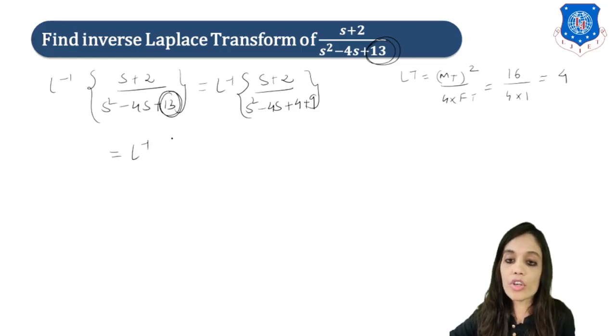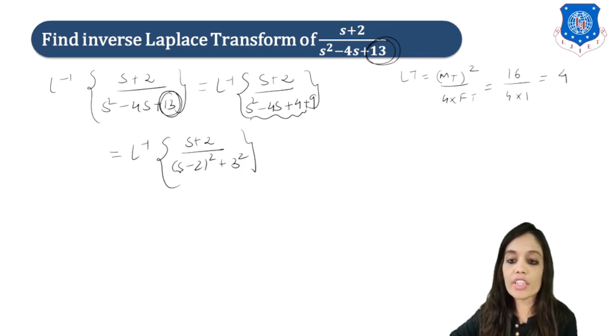So now let us modify this. It will be equal to Laplace inverse of (s plus 2) upon (s minus 2) whole square plus 3 square. This is the formula of a minus b whole square. So we have written it as (s minus 2) whole square plus 3 square. Now whenever we have s minus 2 in the denominator, I want s minus 2 in the numerator also. So we will have modification in this term.